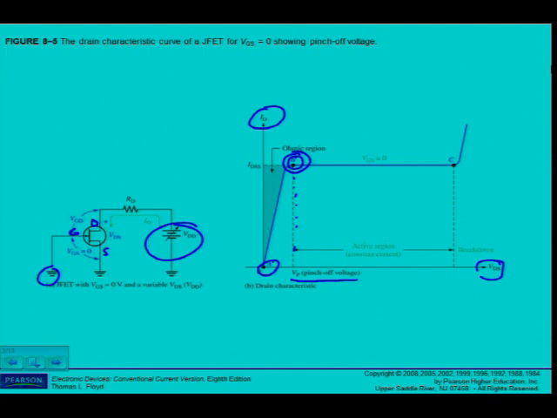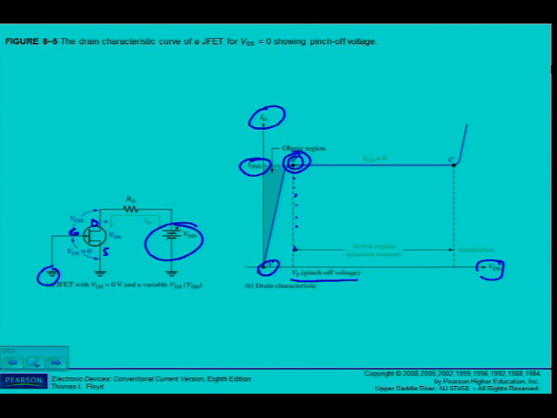IDSS is the maximum drain current that a specific JFET can produce regardless of the external circuit. Now if we compare this with the BJT, what determined the maximum current through the transistor? The external circuit, can you remember? When I had to calculate IC SAT, it was determined by the supply voltage and resistance around that circuit. In the case of the JFET, it is the maximum current for that specific device, regardless of the external circuit. Please take note of that.